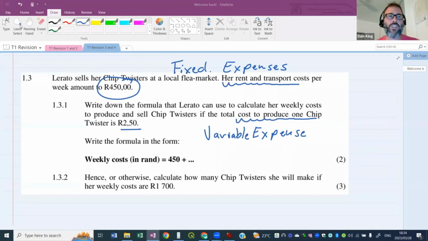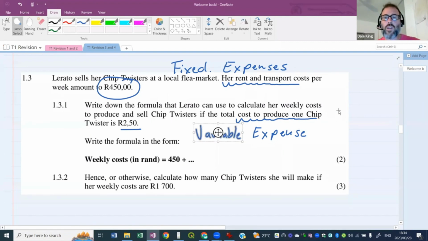All right, very good. Okay, so this cost will change depending on how many chips she sells. I keep on wanting to say ships. She's not selling ships, she's selling chips. All right, so let's build a formula. Her weekly costs in total now, which is going to be the fixed costs and the variable costs, is equal to 450 Rand plus what? How is she going to work out what her variable costs will be?